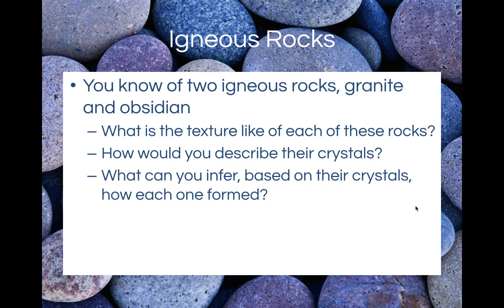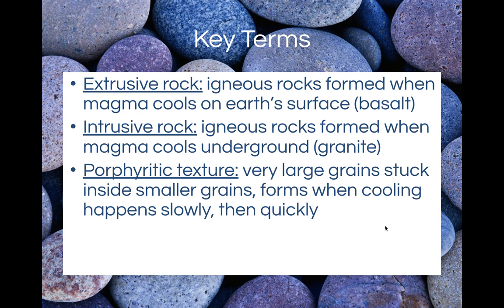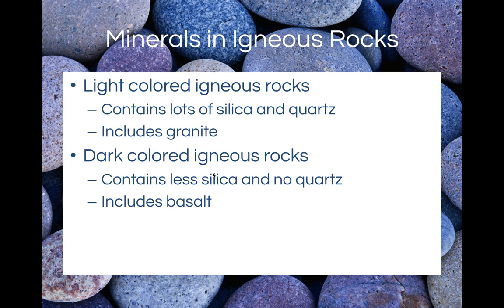So how do you identify rocks? Well, igneous rocks are usually pretty easy to identify because they have crystals. Some have big crystals, some have small crystals, some have a combination, and so we use these words to describe them. Extrusive igneous rocks cool on the Earth's surface and intrusive within the Earth's surface. And porphyritic is just a fancy word for a mixture of large and small grains. There are light and dark colored igneous rocks based on what kind of minerals are in there.